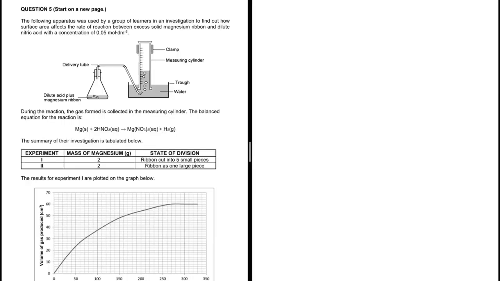Let's take a look at 5.4. So 5.4, will the rate of the reaction at 250 seconds be greater than, less than, or equal to the rate of reaction in question 5.3? Give a reason for the answer. So in 250 seconds, it is going to be less than.